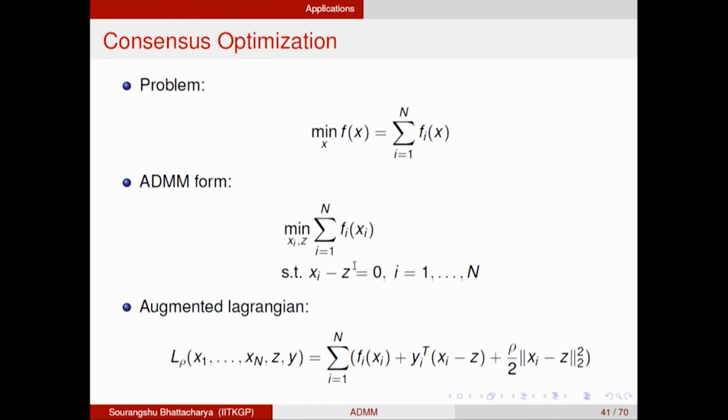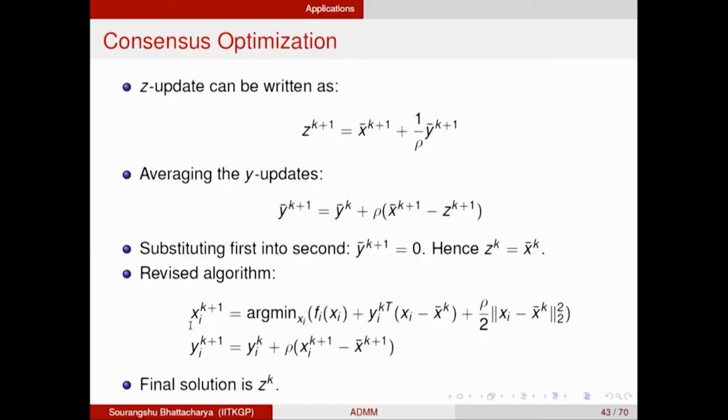I have a few more things to go over. So you can see that you understand the scheme, right? You solve this Lagrangian on each of these machines, and then on the central machine you update what? You update the dual variable, which is the y, right? So this is the scheme.